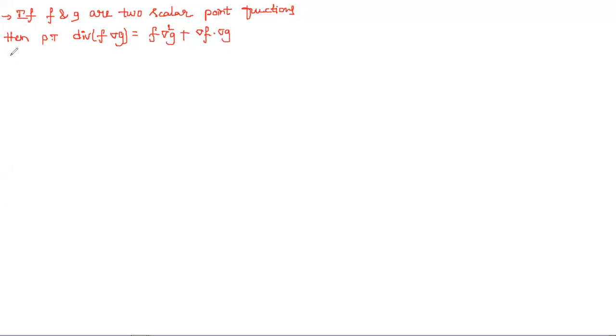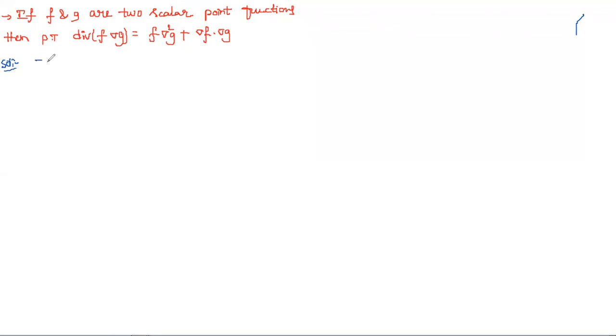Very important, we are going to prove all these identities. They have already asked in external exams. Here, divergence means obviously a dot product. Given that f and g are two scalar point functions, prove this one. So what about del f and what about del g? First you need to know that, right?